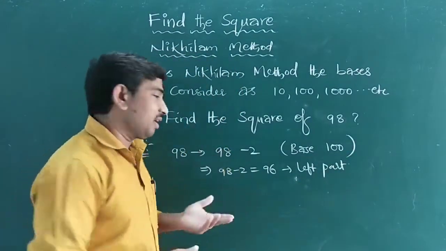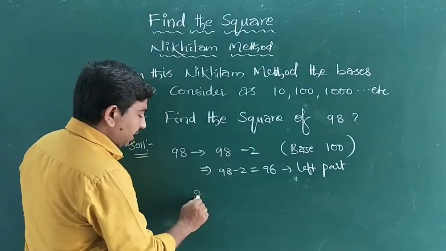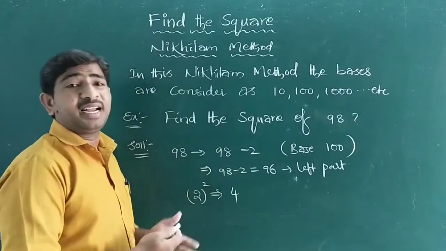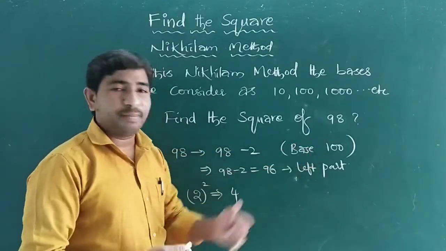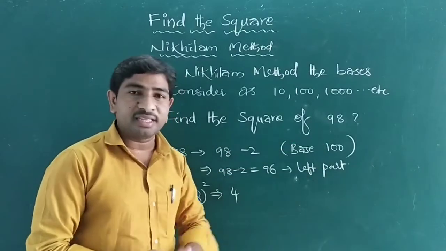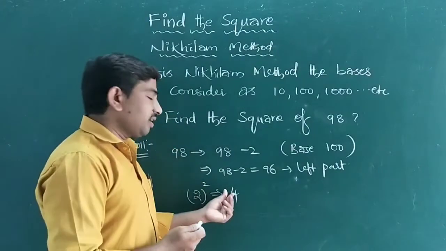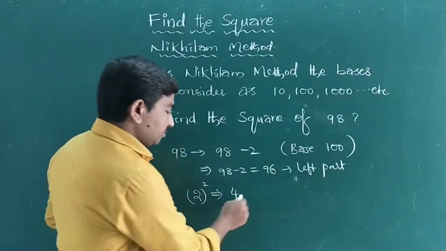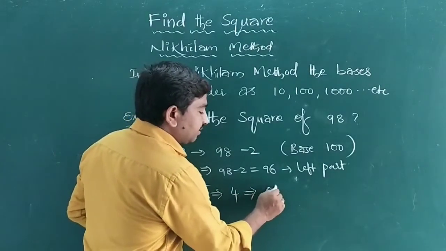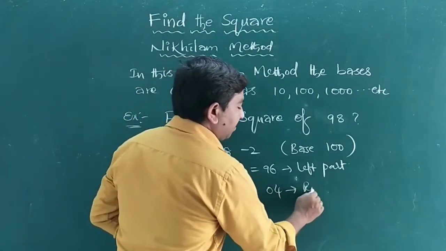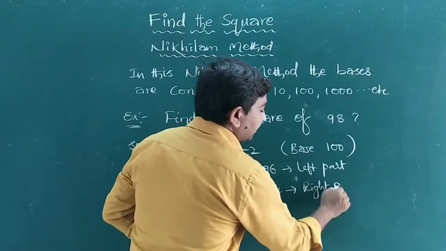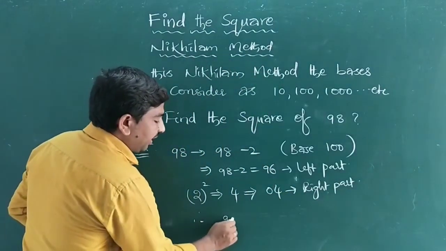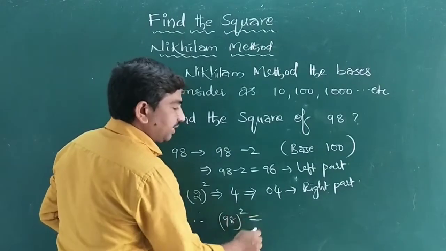Now what is the right part? 2 is there, so 2 square. 2 square is equal to how much? 4. So 4 has only a single digit here. But what is our base? 100. Means how many zeros are there? 2 zeros. That's why the right part must also contain 2 digits. So for that I am rewriting this as 04 as the right part.